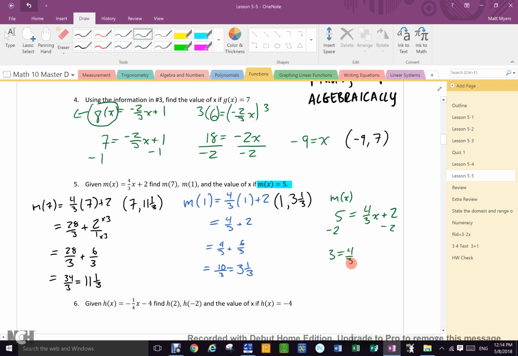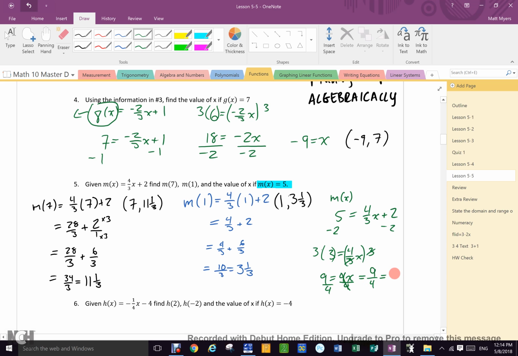3 equals 4/3 x. Now, I don't like that there's a divide by 3. What do I do to get rid of it? Multiply. The 3's disappear. And now I have 9 equals 4x. How do I get rid of the 4? And what does x equal? 2 1/4. Right, 9/4, but we wouldn't like that because that's hard to put on a graph.